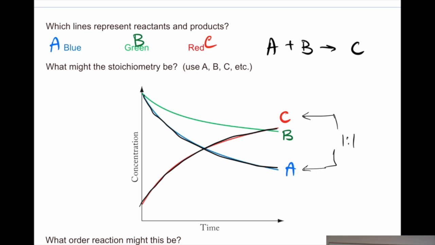It says, guesses, 2A plus 1B goes to 2C, and why is that? Because B, yeah, that seems reasonable. You're right. So you're both thinking about this the right way. That's good. It's just a little exercise to kind of get your brain in the mode of what we're talking about here.